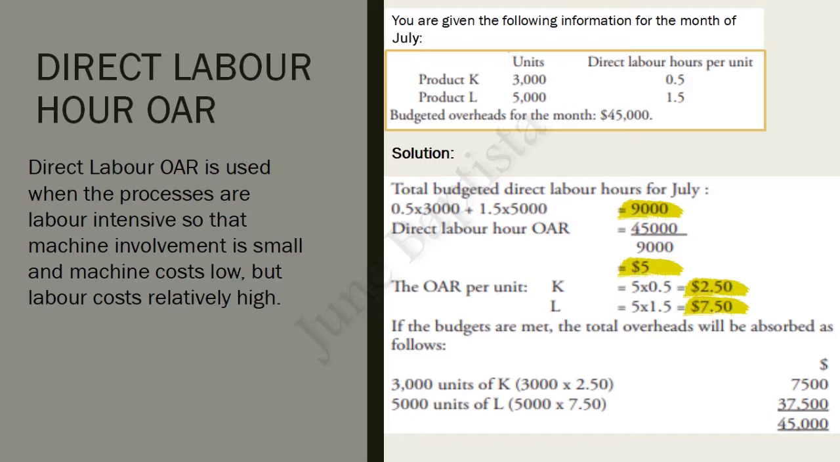If the budgets are met, the total overheads will be absorbed as follows. 3,000 units of K, $7,500. 5,000 units of L, $37,500, to give you a total of $45,000.